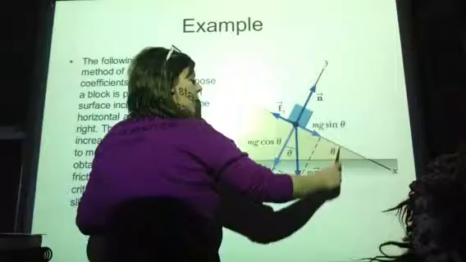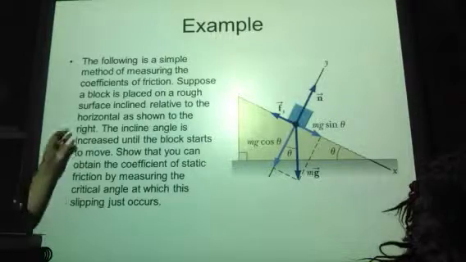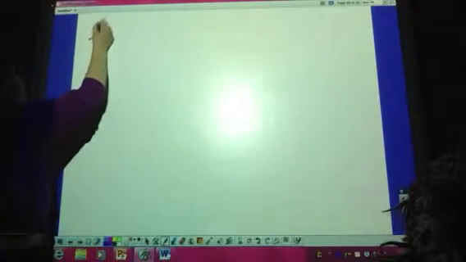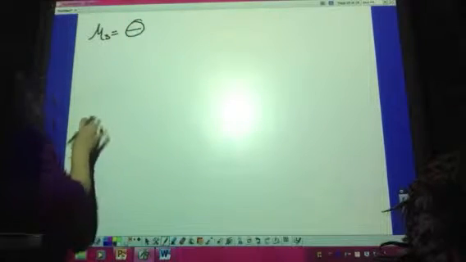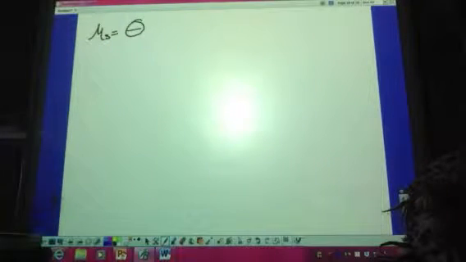So we have our angle here. The incline angle is increased until the block starts to move. Show that you can obtain the coefficient of static friction by measuring the critical angle at which this slipping just occurs. So my goal in this problem is to find that the coefficient of static friction, mu s, is somehow equivalent to just that angle theta. I need to figure out some type of relationship between these two. I need to prove that.